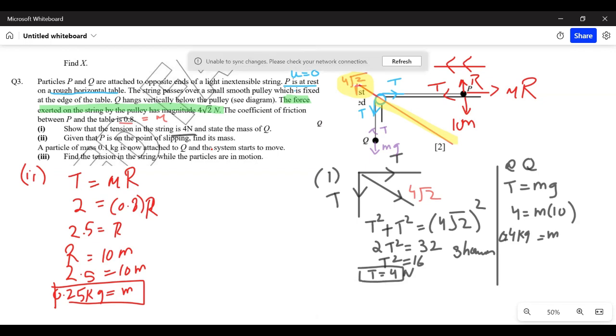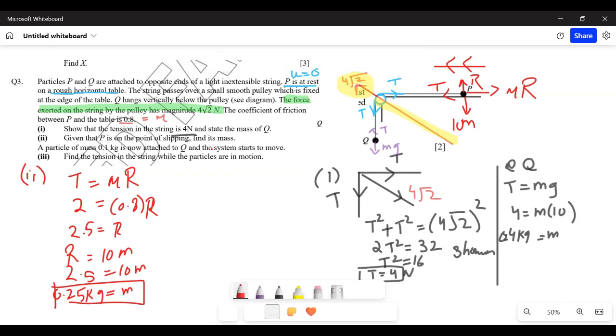Acha, I'm sorry, tension was not 2, tension was 4. So answer galat aaya. Let's fix that. This is 4, not 2. And then this would be 4 divided by 0.8. It's 5. So then 5 is equals to 10m, and it's going to be 0.5.